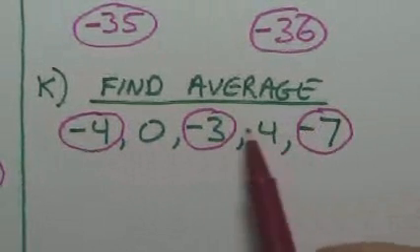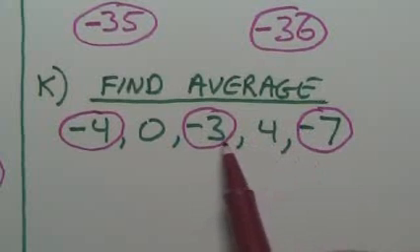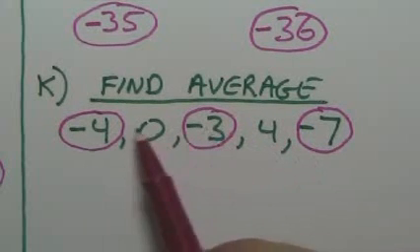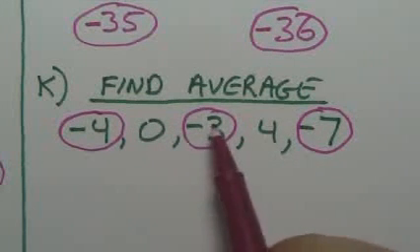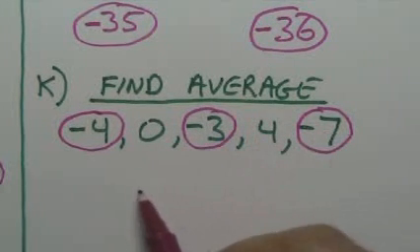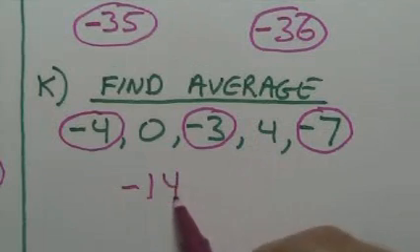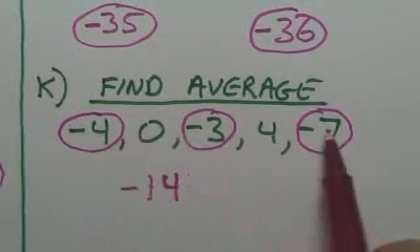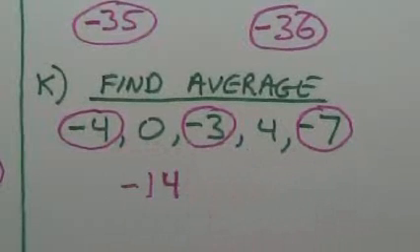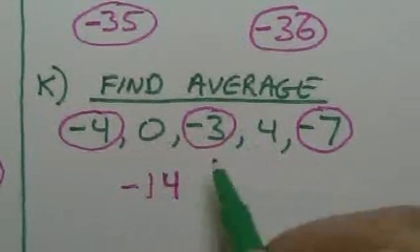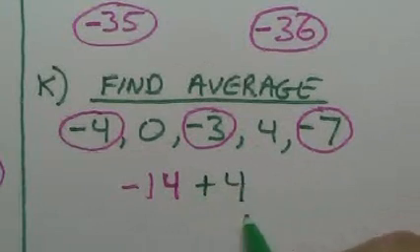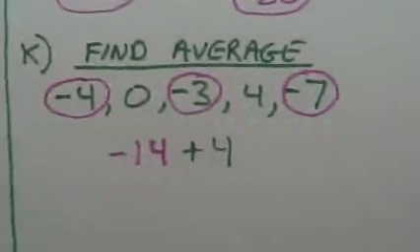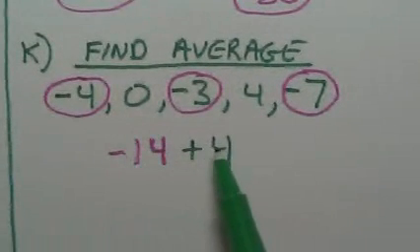If you put those together, 4 and 3, that's 7, negative 7. And then another negative 7 makes negative 14. Those three added together makes negative 14. Same sign, just add them. For the positives, I have 0 and 4, that's just 4. So how much is negative 14 and 4?